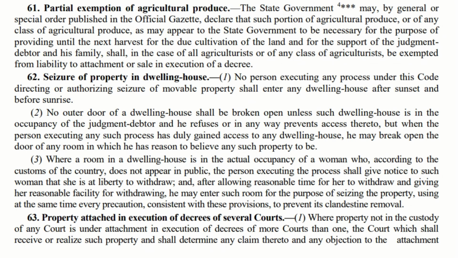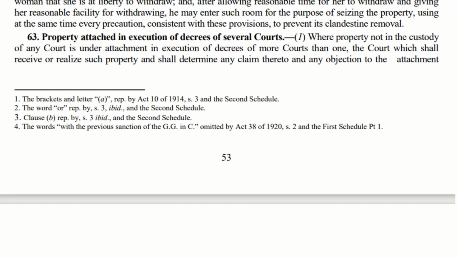But he should take proper precaution consistent with the provisions, because there should not be a clandestine removal. What does clandestine actually mean? Clandestine means doing something in a secret or illegal manner, or in a manner not permitted. So this person who is going for execution should not do something in an illegal or secret manner.